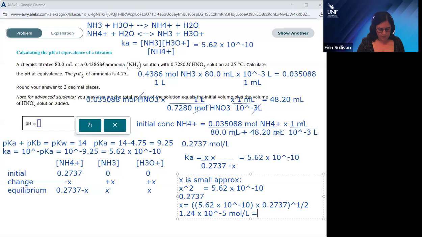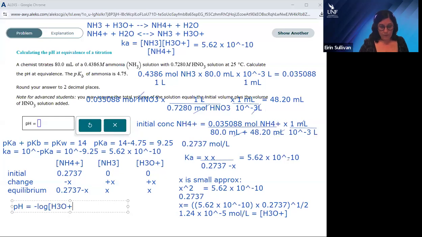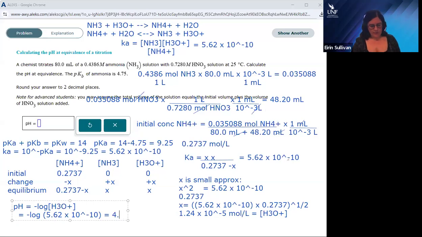So remember, that was my concentration of hydronium at equilibrium that I was solving for. So my pH is minus log of the concentration of hydronium. Minus log of this comes out to be a pH of 4.91. An acidic pH sounds good to me, sounds reasonable. And that's all there is to it. The more we practice these, the easier it will get, I promise.